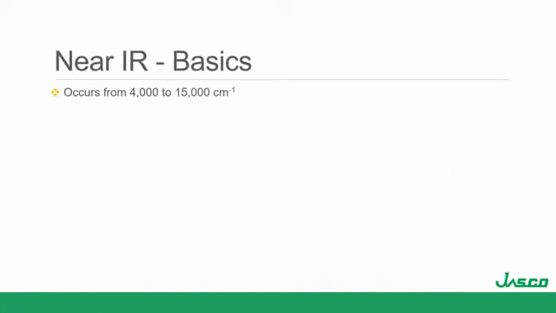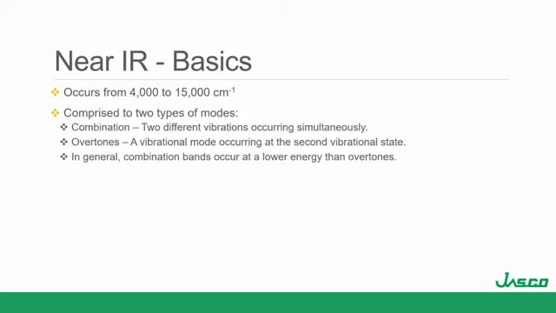So near IR basics. Near IR is 4,000 to 1,500. So it's the gap between mid-IR and UV-vis. And there's two different types of modes. One is a combination band, which is two vibrations occurring simultaneously. The second one is overtones, a vibrational mode at the second vibrational state. And these combination bands occur at lower energies than the overtones.